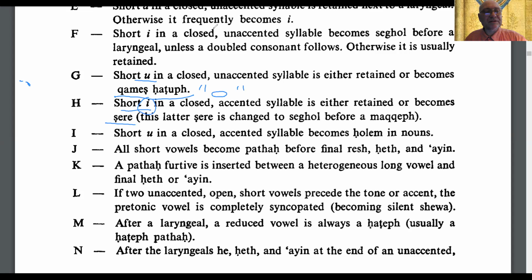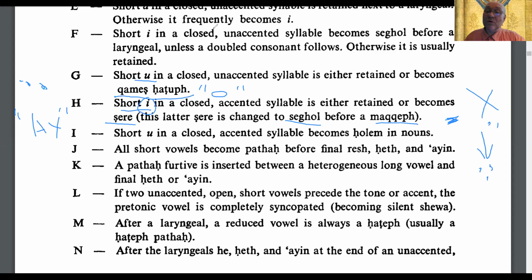Serre is two dots like this, and it's an AY sound. Okay, it's changed to segol before a makef. I think that makef is that bar that you sometimes see. So, in other words, if you've got any letter here with serre, which is an AY sound, if it's before a makef, that bar, it changes to segol, which changes it from an AY sound to an E sound.